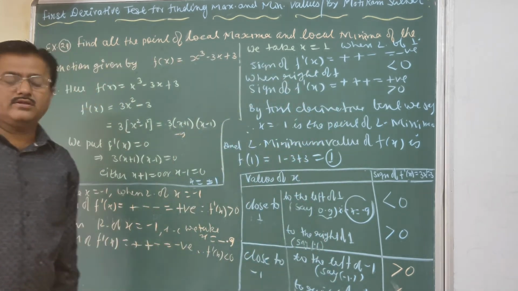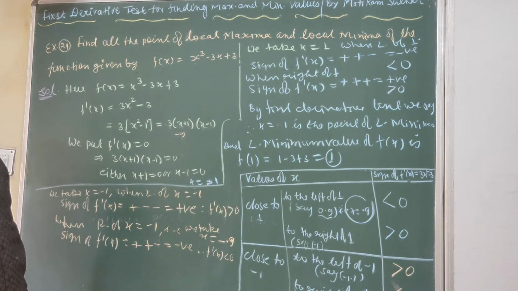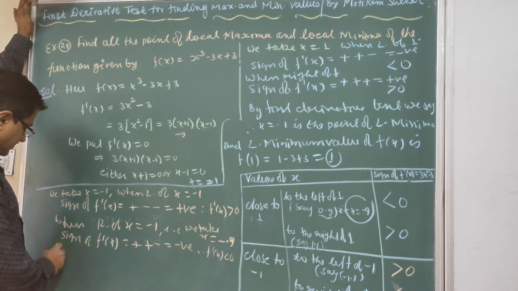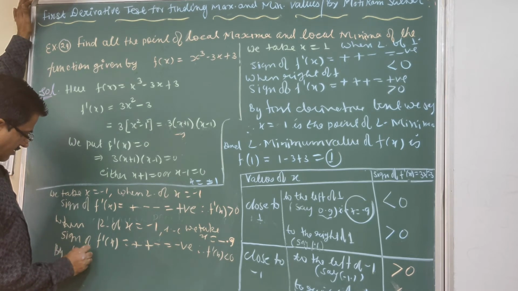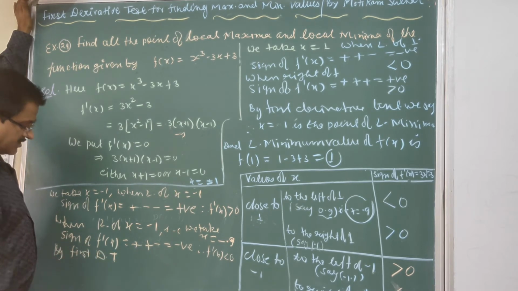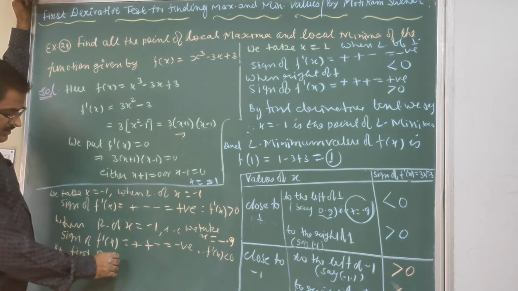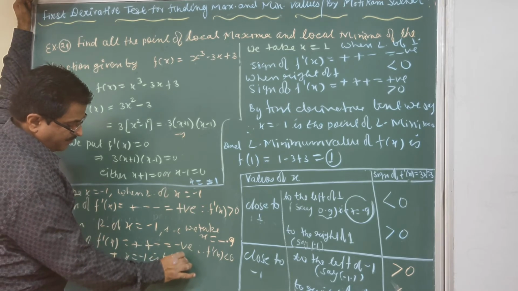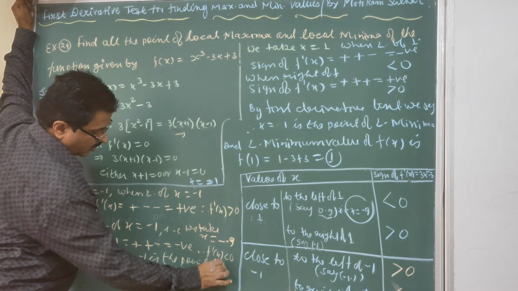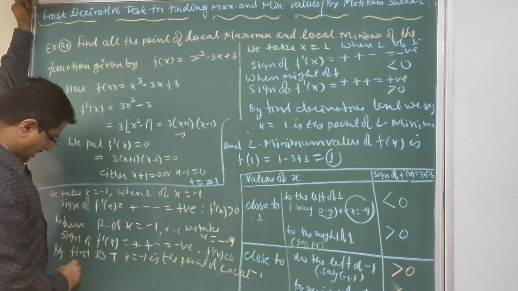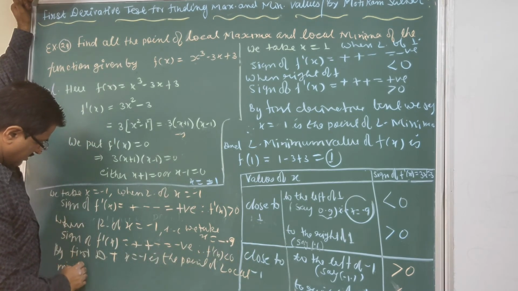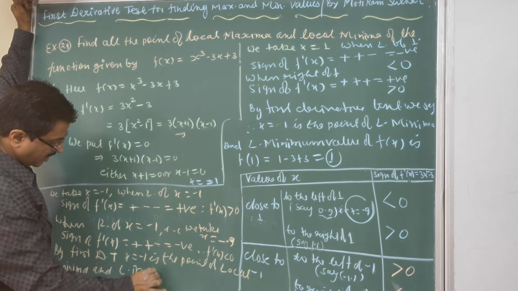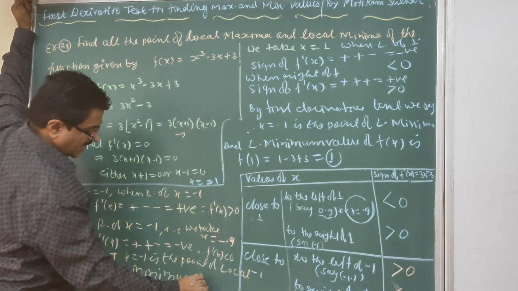The sign of the derivative is changed from positive to negative. Therefore, by first derivative test, x equal to minus 1 is the point of local minima.